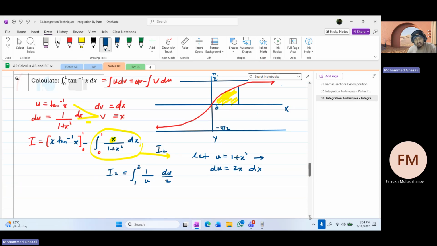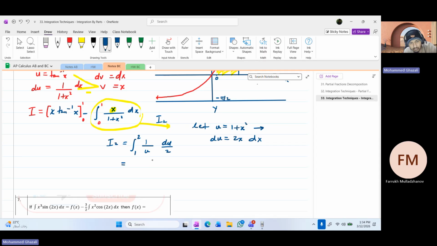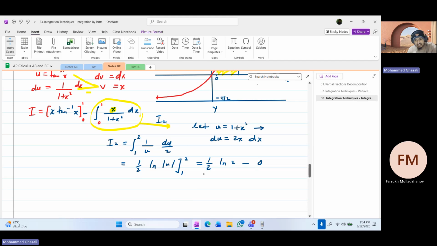So now I can evaluate this integral. This is now half ln absolute value u, from 1 to 2. So what's the answer? Half, substitute 2 here, ln of 2 is ln 2, and substitute 1 here, ln of 1 is 0. So half ln 1, which is 0. So I have an answer which is half ln 2 here.